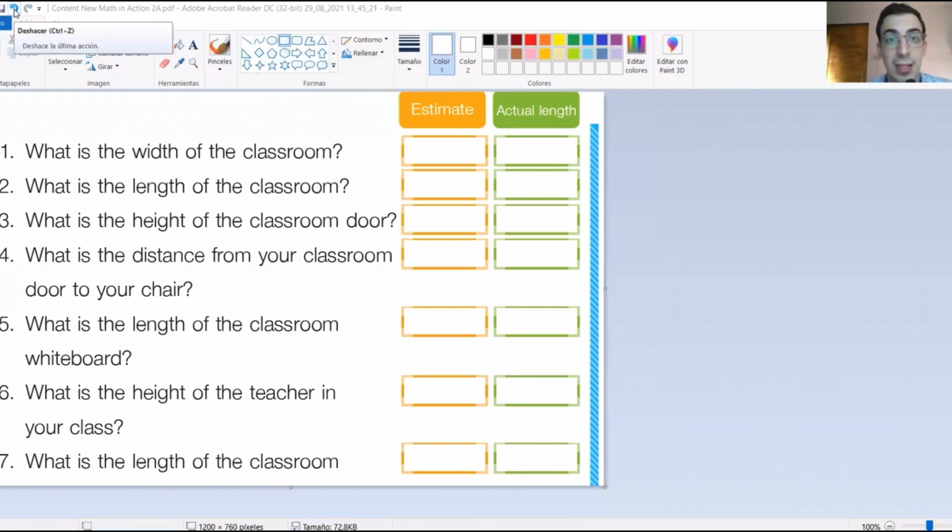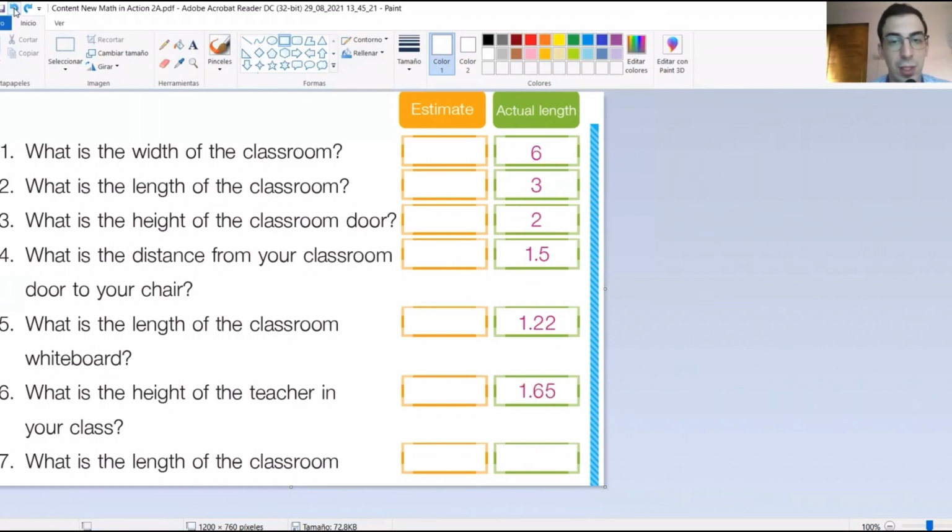The width of the classroom is 6. The length of the classroom is 3. The height of the classroom is 2. The distance from the classroom door to your chair, we don't know, okay? This is about 1.5. What is the length of the classroom whiteboard? 1.22. It's so accurate, huh?